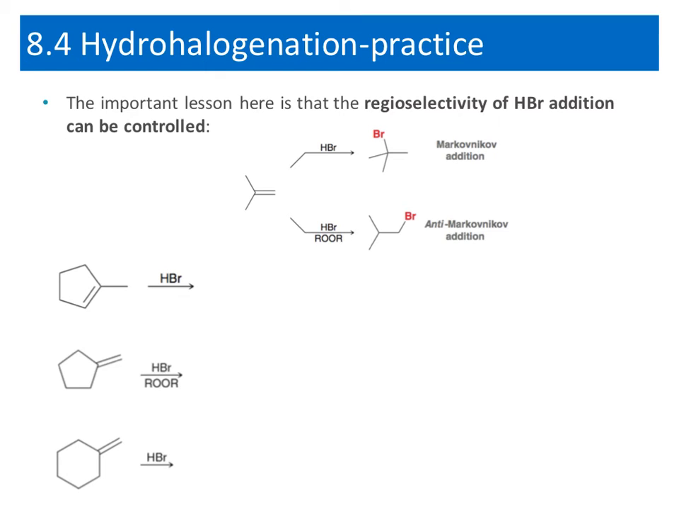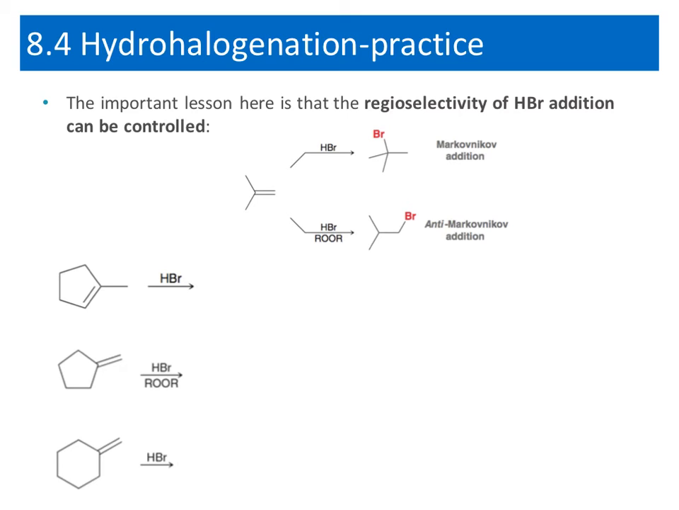Alright, so the important point here is that when you have HBr, addition is Markovnikov, meaning that hydrogen will be added to the less substituted carbon and bromine will be added to the more substituted carbon. As soon as you add alkyl peroxide, the addition will be anti-Markovnikov, meaning that hydrogen will be added to the more substituted position and bromine will be added to the less substituted position. Now let's look at a few examples here. In the first one, we are adding HBr to the carbon-carbon double bond in this molecule.